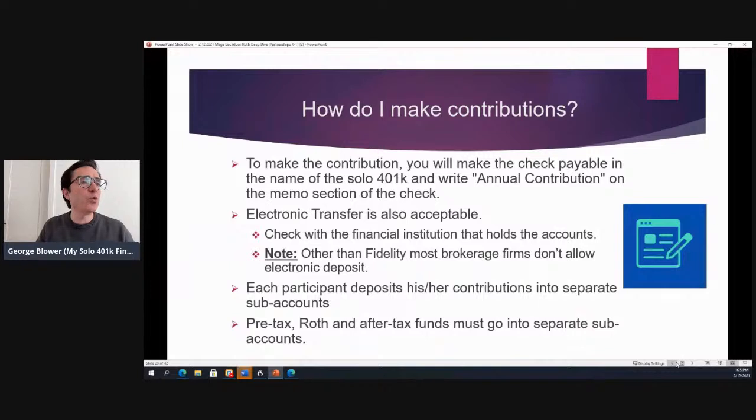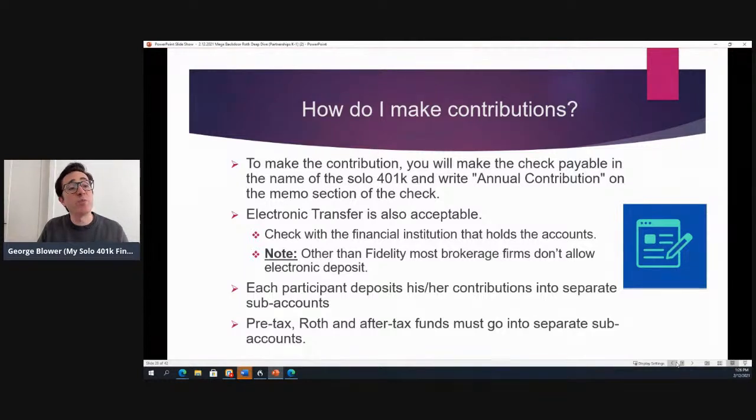So how do I make contributions? Of course you can make the contribution by writing a check payable to the name of the plan and writing annual contribution on the memo section of the check. Electronic transfer is also acceptable from a 401k perspective, but you're going to want to check with the financial institution that holds the accounts. Now, a lot of people have their solo 401k account at a brokerage. I would note that other than Fidelity, most brokerage firms don't allow incoming electronic deposits from external accounts as a general rule. So keep that in mind.